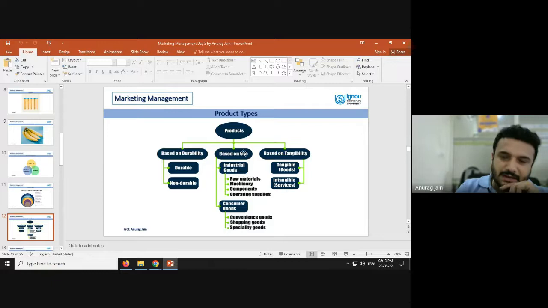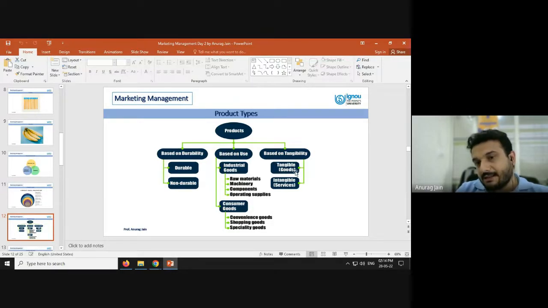There are some products which can be categorized on the basis of usage. There are some industrial goods which are specifically meant for industry purposes. On the other hand, there are consumer goods. And there are three categories of consumer goods as well. One is convenience goods: your grocery products, your vegetables, your food items. Shopping goods: your clothes, your watches, accessories. And specialty goods can be jewelry and maybe the premium items which you buy. So this comes under consumer goods.